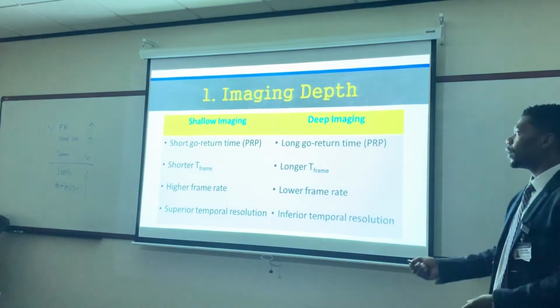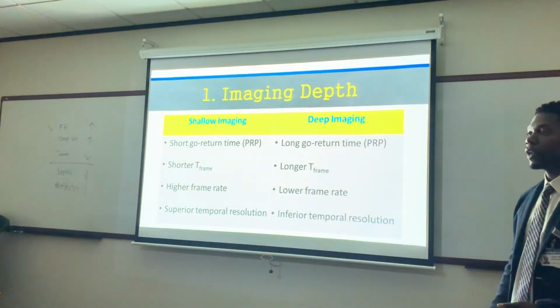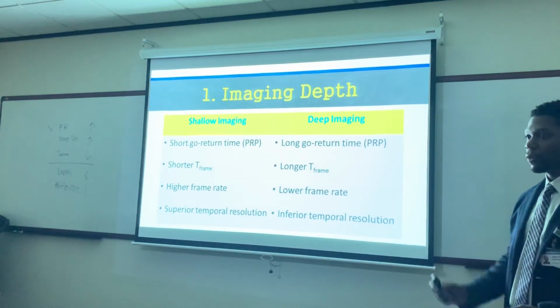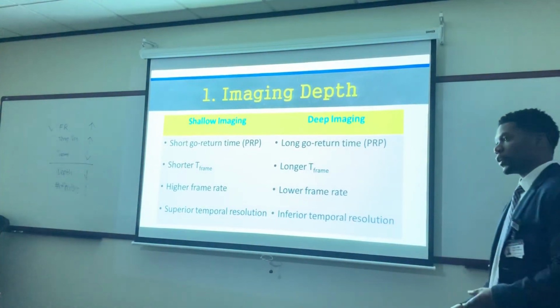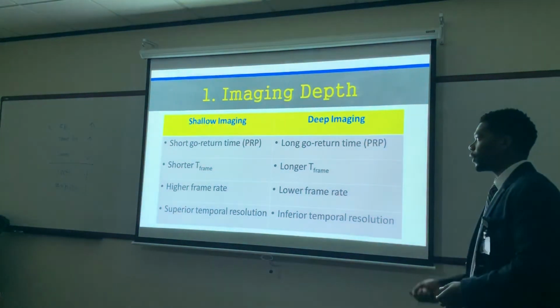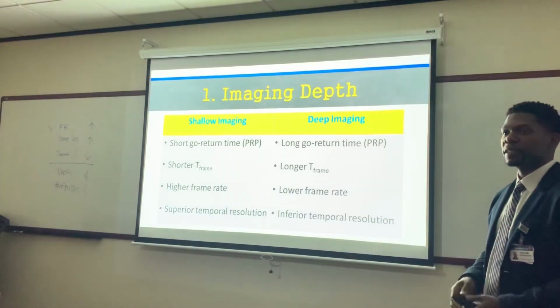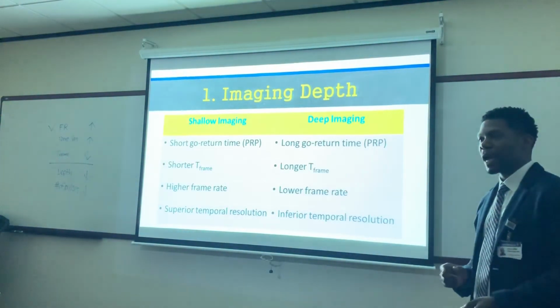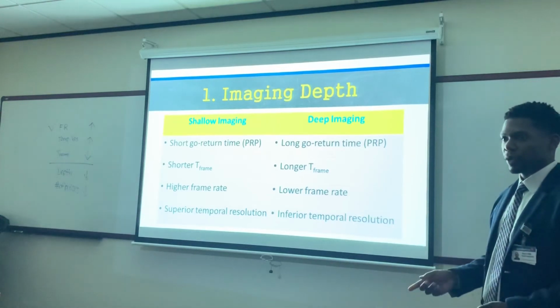So if we have a short go and return time, like a thyroid, it's superficial. We're going to send a pulse and come back. Our PRP is going to be short. That means my PRF is going to be high, because I'm able to send a lot more pulses into the body per second now. Remember I said I can add that if I wanted to.